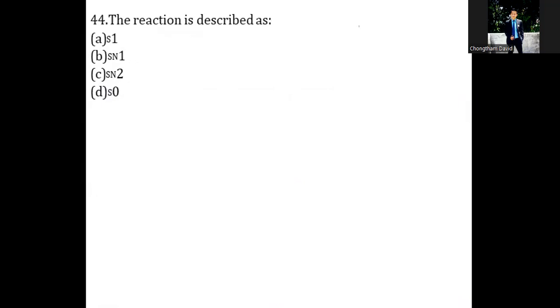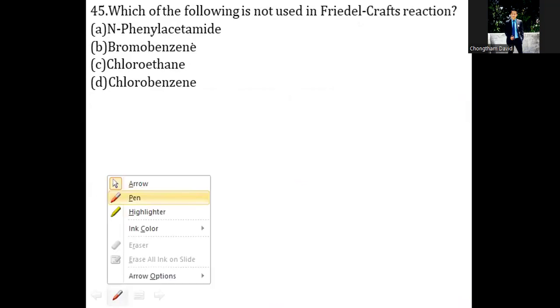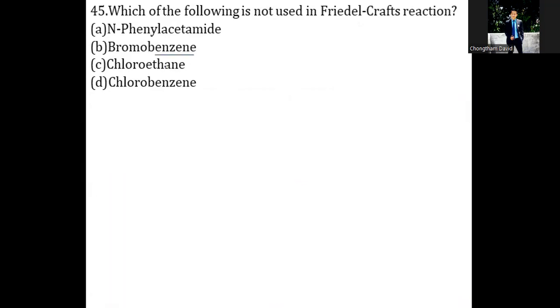The reaction is described as 44. This is not given. We'll see 45. Which of the following is not used in Friedel-Crafts reaction? The answer will be... bromobenzene is used, chloroethane is used, even chlorobenzene is used. The question is saying not used in Friedel-Crafts reaction, so it will be option A.